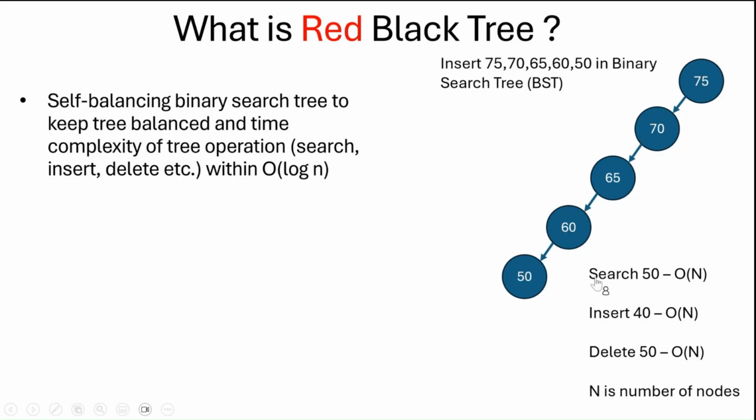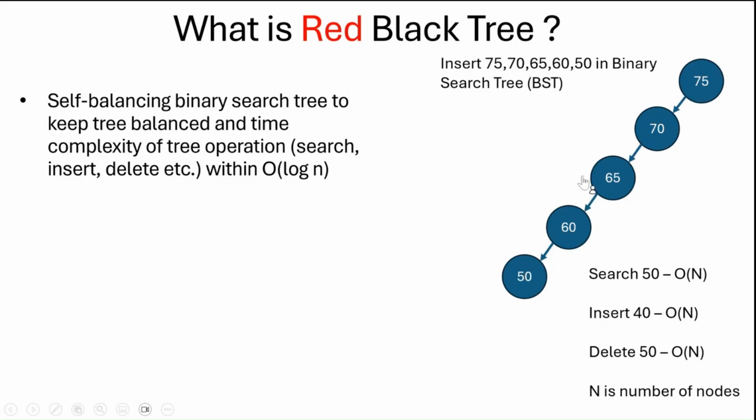Because of this, tree operations like search, insert, delete can take, in the worst case, O of n time complexity, where n is the number of nodes in the tree. Let's say we want to search 50 in the tree, then we'll have to traverse all the nodes in this tree, and only then will we be able to find 50. So that's why the worst case time complexity for such a structure becomes O of n. But generally in a binary search tree, we expect the time complexity to be log of n. But because of this unbalanced structure, it can go up to O of n.